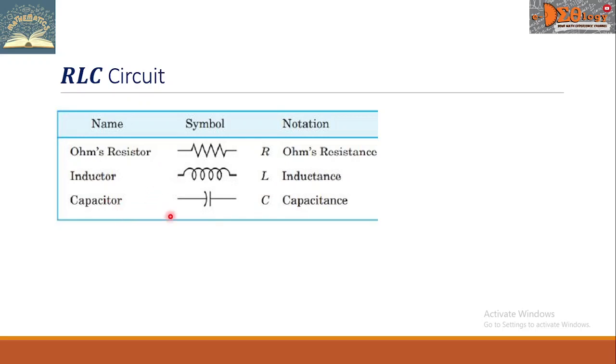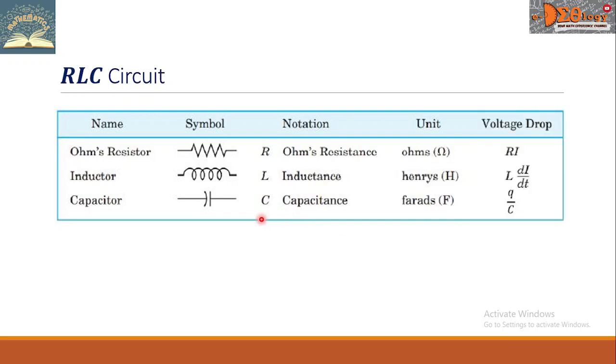And here are the corresponding symbols. For the unit of measurement, for the ohms, that is for the R, the Henry for the L, and the farads for the C. And the voltage drop are here. For the R, it is R times I. For the L, it is equal to L times di over dt. And the C is equal to Q over C.